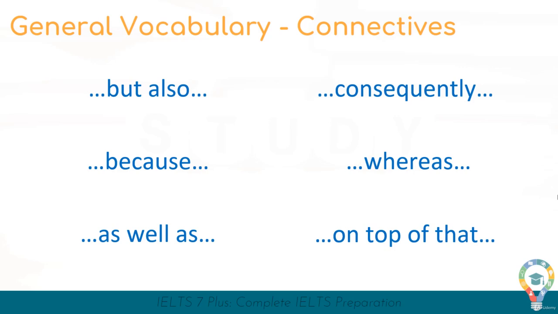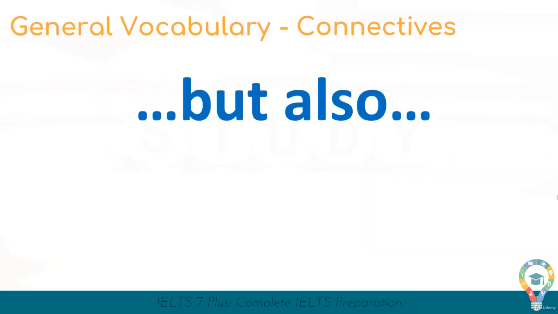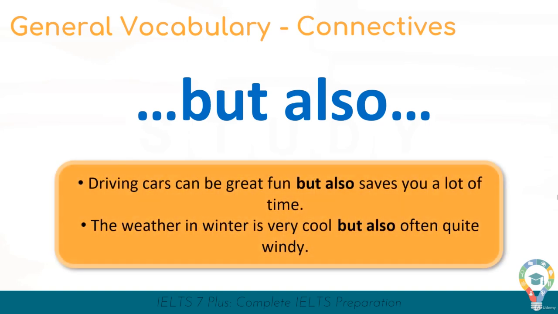So let's go to our first example, which is but also. And here are some examples in use. Driving cars can be great fun, but also saves you a lot of time. We can see that this connective but also is joining these ideas together. These 2 ideas, driving cars is fun and it saves you time. So we're using this connective but also to connect 2 ideas together.